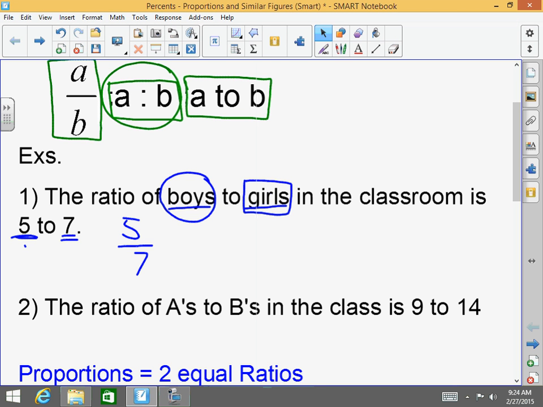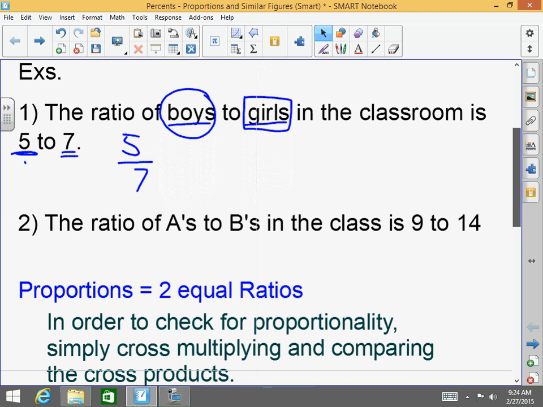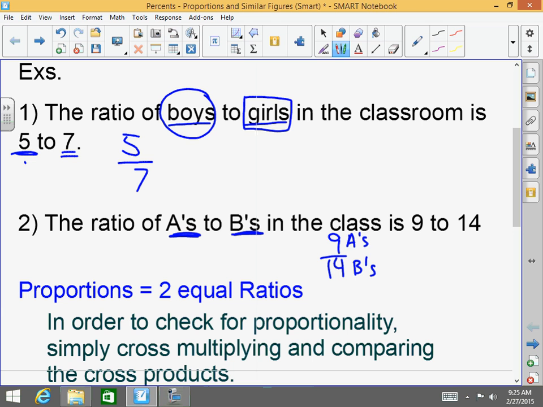Now, let's look at another example. The ratio of A's to B's in the class is 9 to 14. Since I'm looking at the ratio of A's, the first unit, to B's, again, those are two different letter grades, but they are still the unit of grades. So I can write a ratio here. A's to B's is 9 to 14. That is how we work with and write ratios.